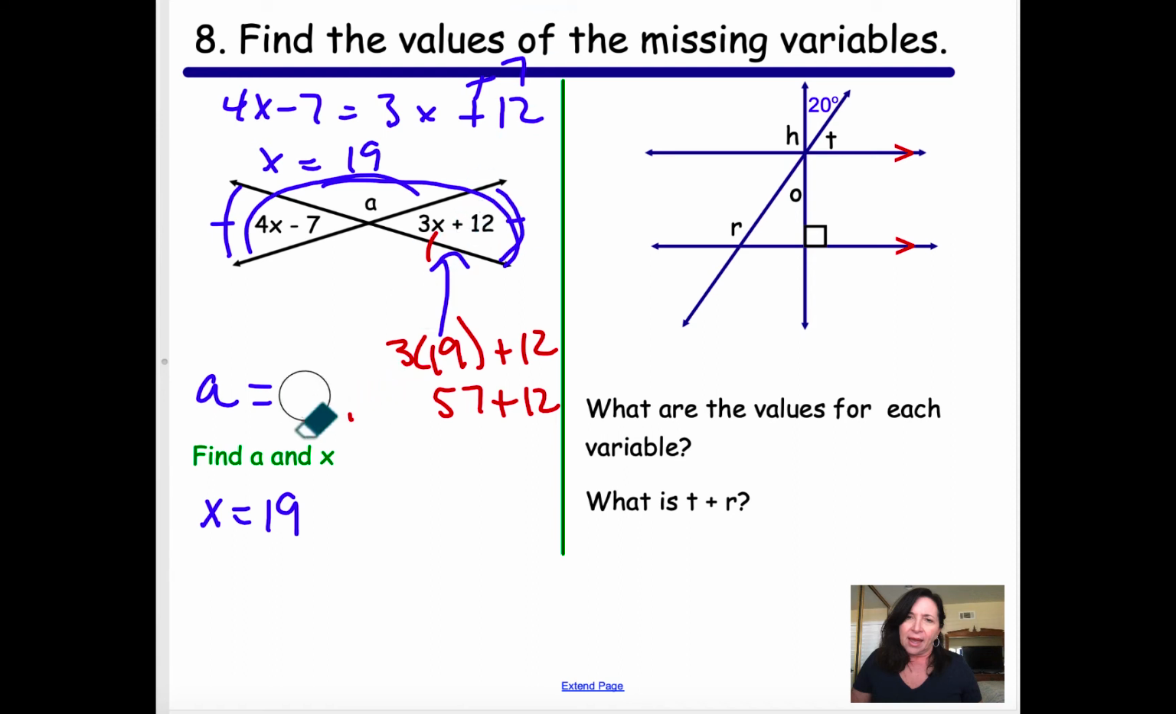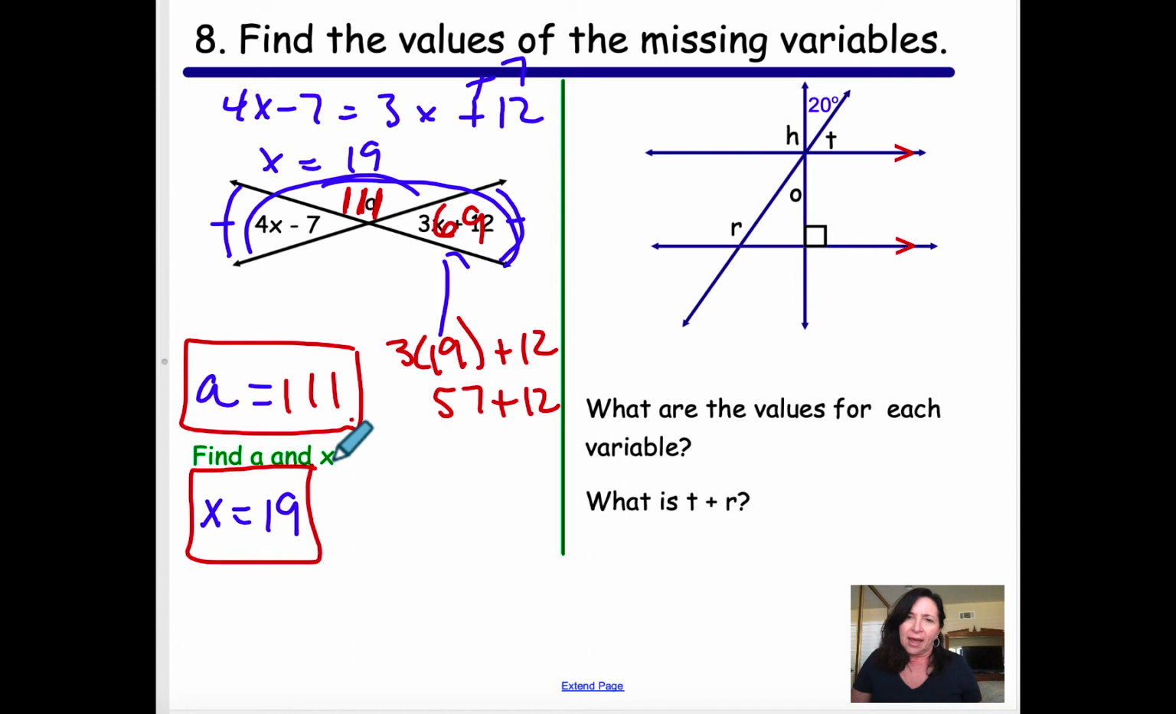So let me erase that because I'm just jumping the gun here. This angle right here is 69, which means that 180 minus 69 is 111. And so this angle right here is 111. And that is my a. Okay, almost made a mistake. Uh-oh. Okay, so here we go.